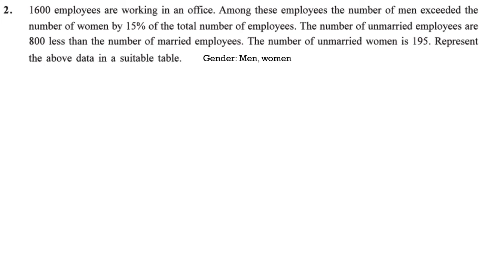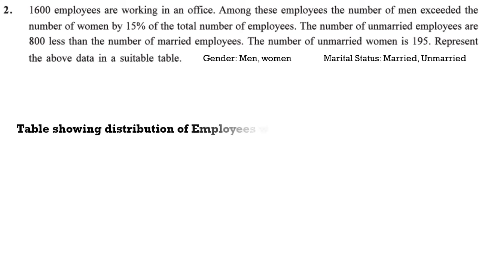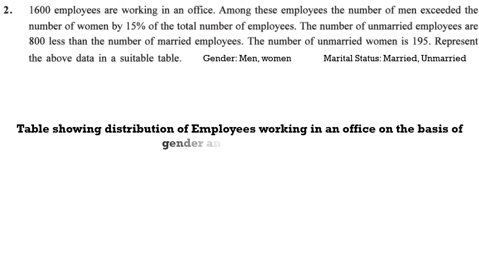The number of unmarried employees are 800 less than the number of married employees. Married and unmarried, that is marital status, that is married, unmarried. Calculation of this I will show you afterwards. The number of unmarried women is 195. That means in the whole question only 2 attributes are there, gender and marital status. Now depending on these 2 attributes, we are going to give the title, that the table showing distribution of employees working in an office on the basis of gender and marital status.